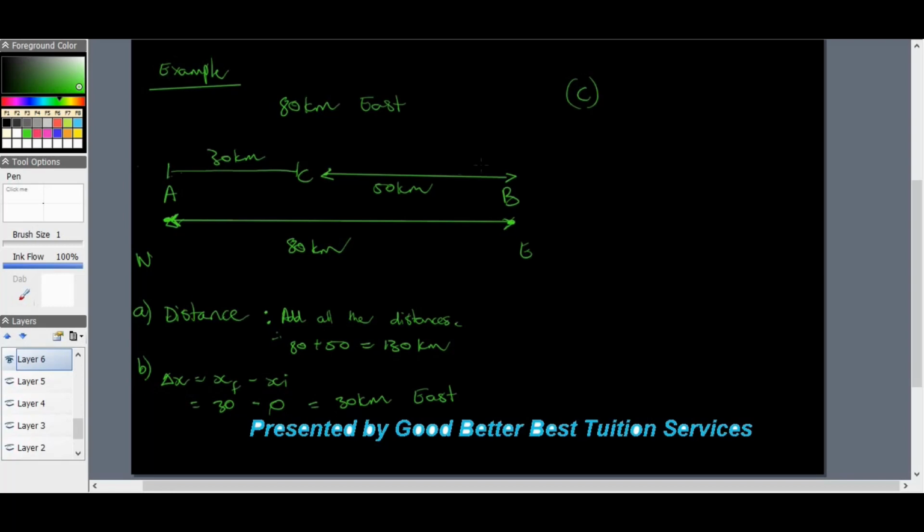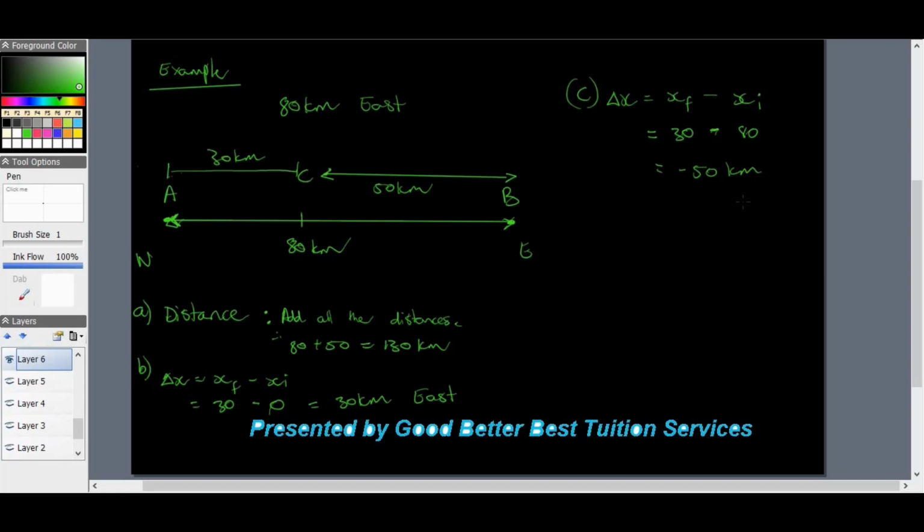So if I have my displacement formula again, delta x is equal to my xf final position minus my xi initial position. We know that point C was at 30 kilometers, because that's where I ended up, at the 30 kilometer mark. So 30 kilometers minus, and at point B, what was my distance? My distance was 80 kilometers because from A to point B is 80 kilometers. So I'd have 30 minus 80. If I do that, I end up with negative 50 kilometers.